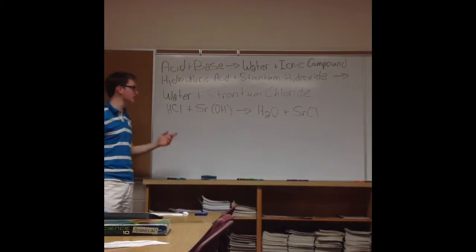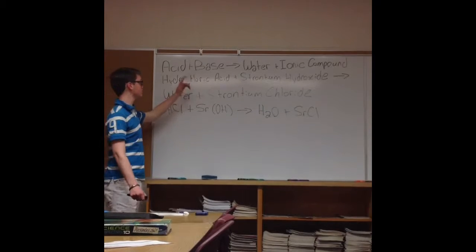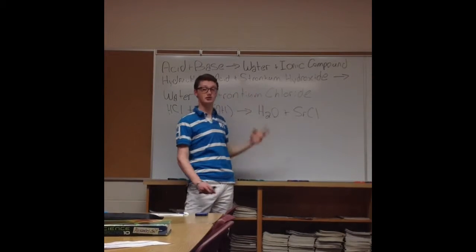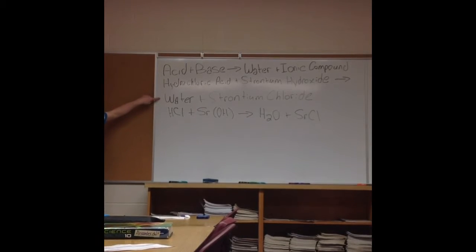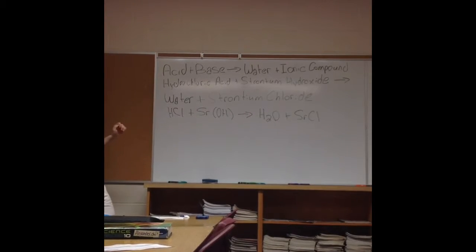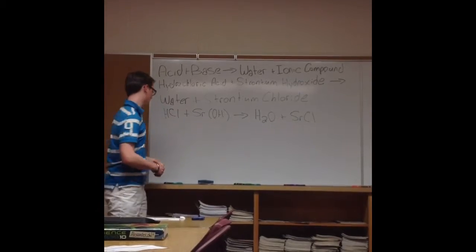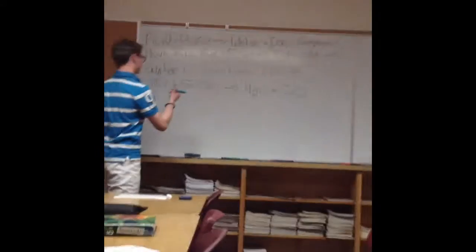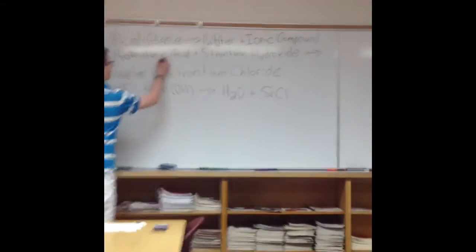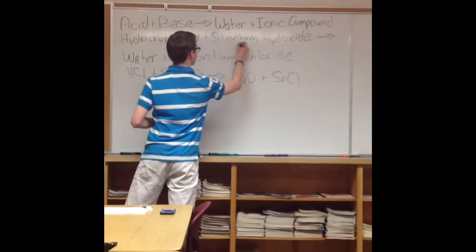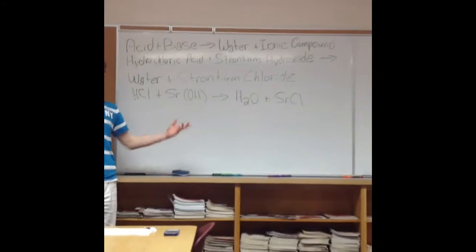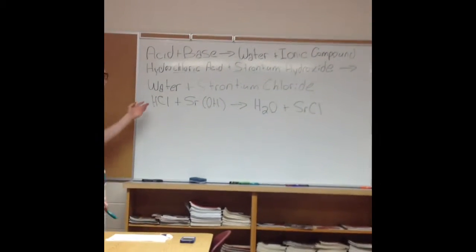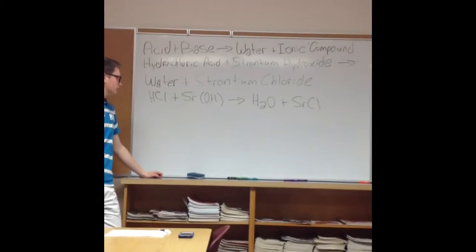So an example of this would be mixing hydrochloric acid, your acid, with strontium hydroxide, your base. Like I said before, you're always left with water. The other product is made from what's left over: the chloride and the strontium. So you're left with strontium chloride. Pretty straightforward. So now let's do a balanced chemical equation.